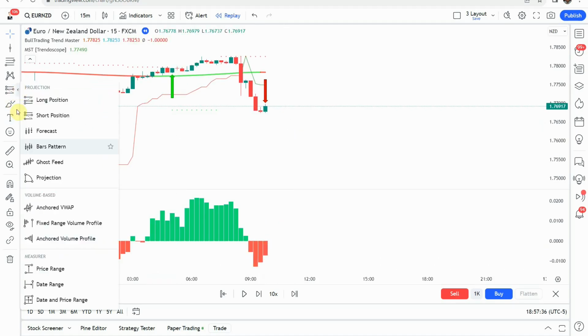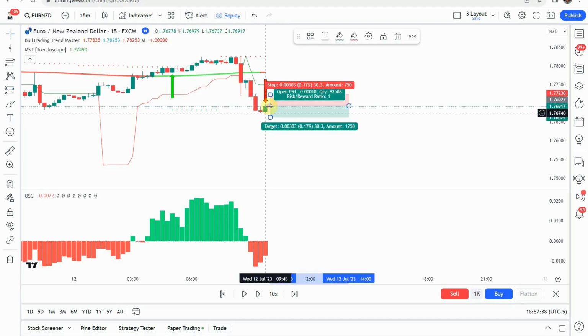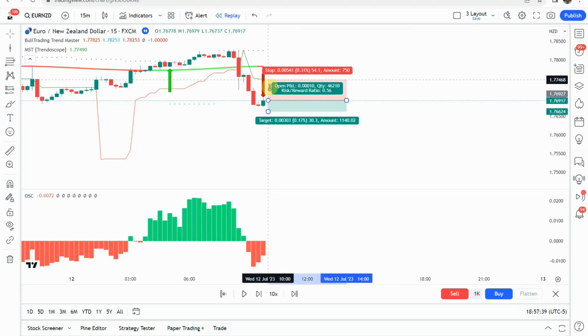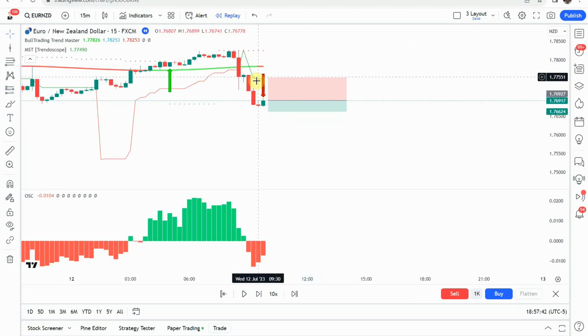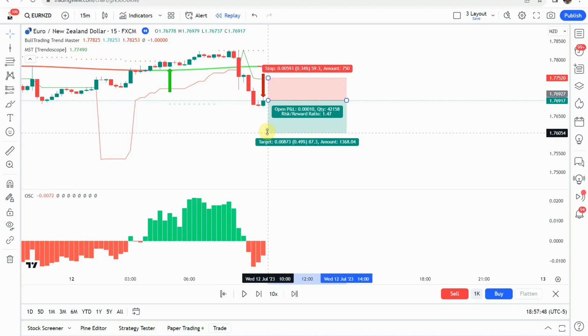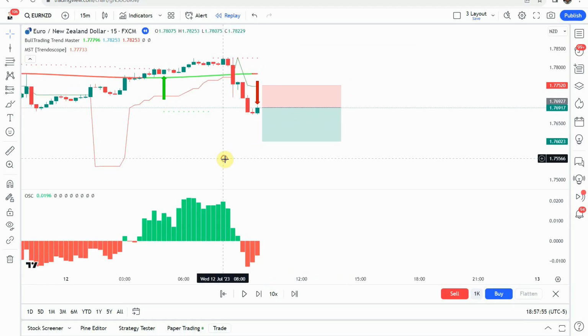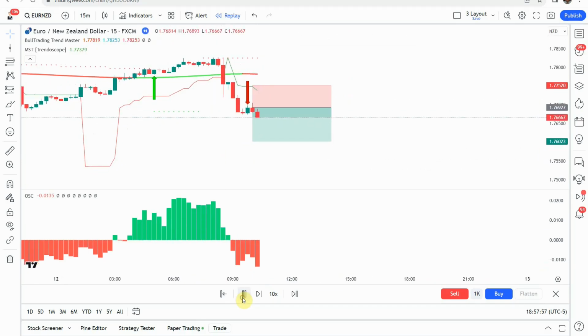Once you have those, that's going to be your signal to go short. You're then going to set a short trade. Your stop is going to go right at the trendoscope line there, and you're going to target a 1 to 1.5 risk reward, basically right there. Let's go ahead and play this forward and see what happens.